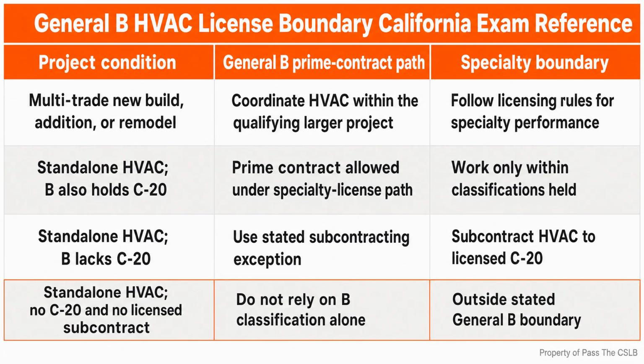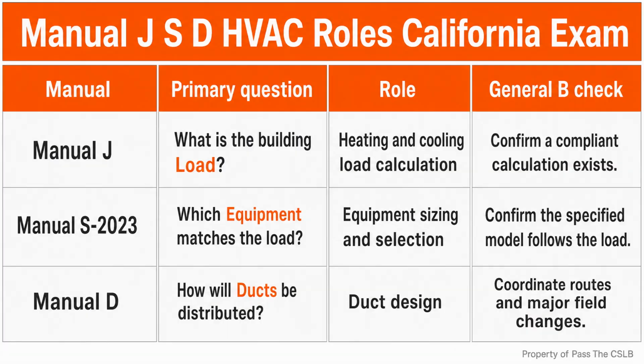Manual D answers, how will the air be distributed? It is the duct design method. A correct load and a correctly selected unit do not automatically produce a working system if the duct design cannot support the required distribution. The General B does not need to calculate duct friction in this lesson, but should recognize that duct design is a separate coordination step rather than an afterthought.